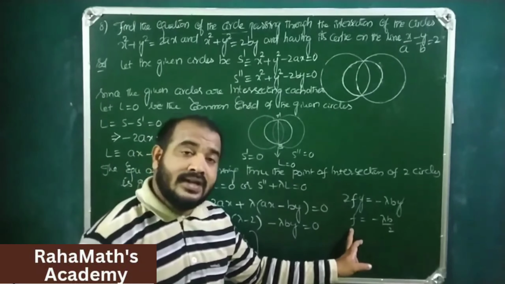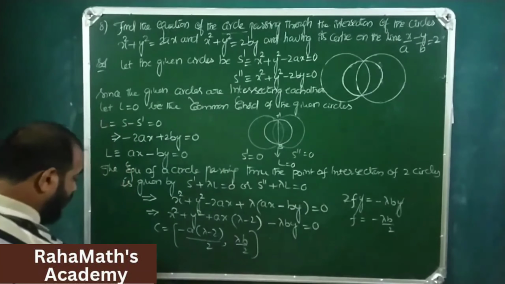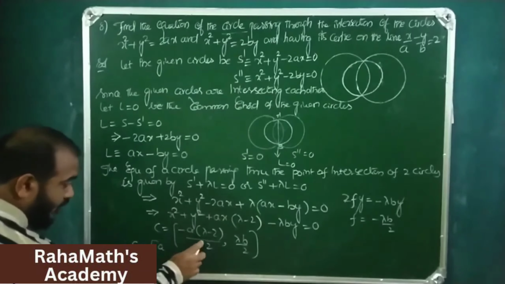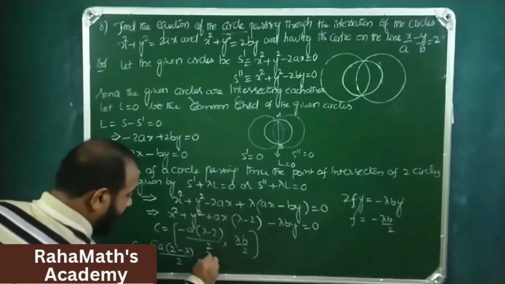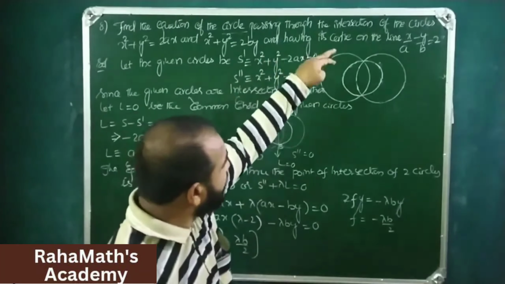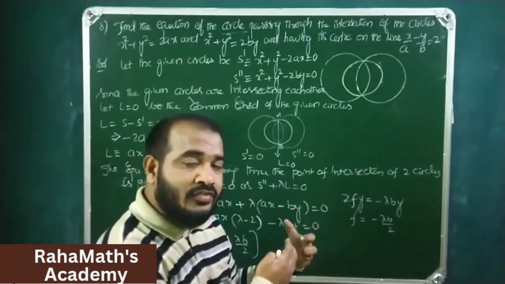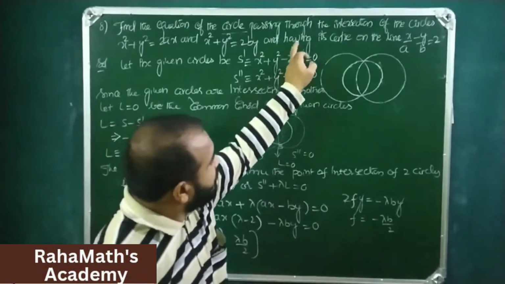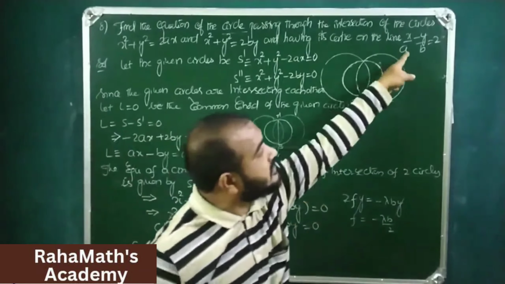But the center is minus g, minus f. Minus of minus is plus lambda b by 2. Therefore C equals, taking minus in common here, a into 2 minus lambda by 2, comma, lambda b by 2. If I see the question, the required circle which is passing through the point of intersection of these two circles has its center on this line.